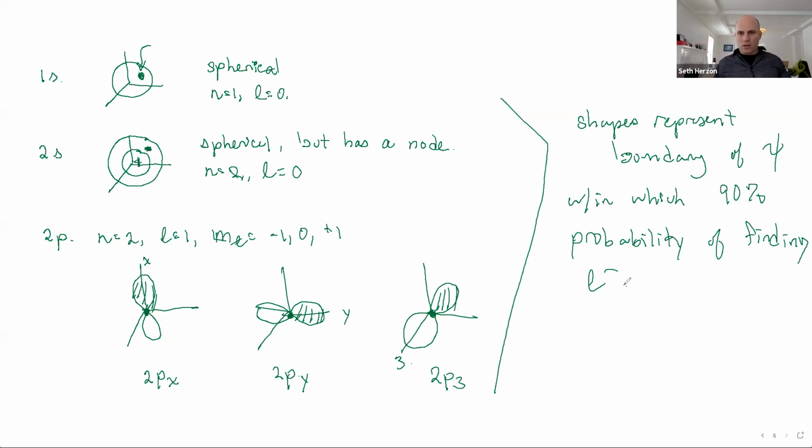Now it can go other places. It can end up outside of that, but those probabilities are very low. And so we're not going to really worry about it. We're just going to make this approximation. And that's helpful because if you were to have to consider 98% or 99 or 100% probability of where the electron would be, it would be intractable to even really think about it.